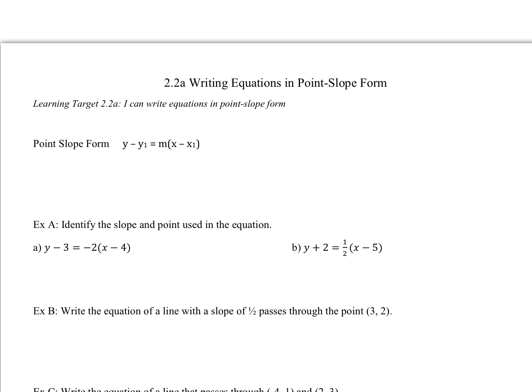And the names are kind of telling you what's going on. There's a point and there's a slope. That's why it's point slope form. So here's the equation for it, the setup. So what happens is the m is still our slope, right? That doesn't change.